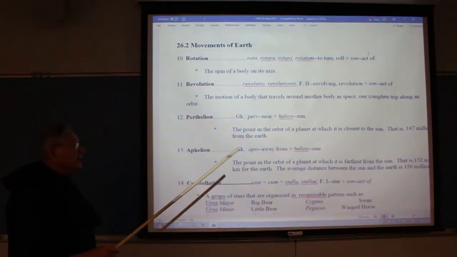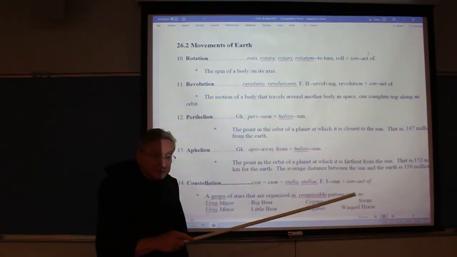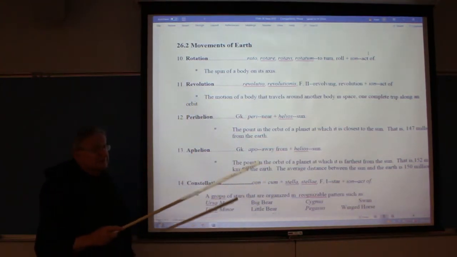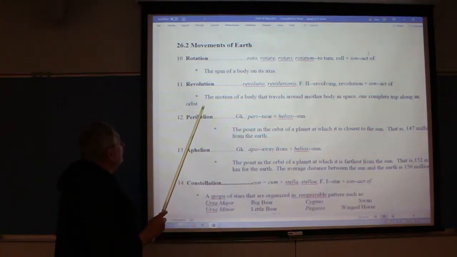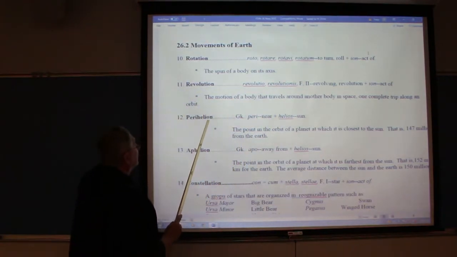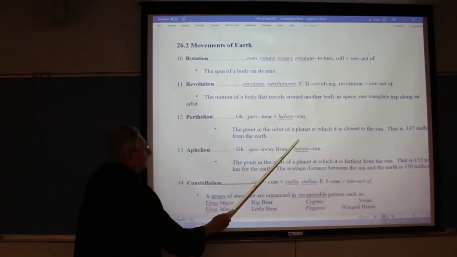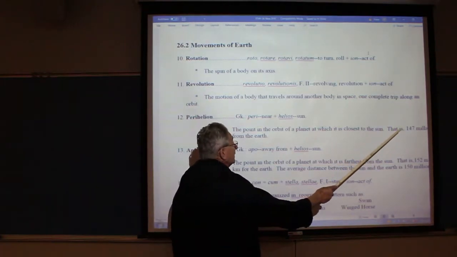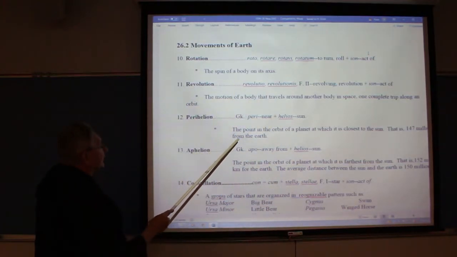And then, if we are in an ellipse, and we told you we're not a perfect revolution around the sun. Sometimes we're closer, and sometimes we're further away. Perihelion: peri means near, and helios means sun. The point in the orbit of a planet in which it is closest to the sun. And that is 147 million kilometers from the Earth.